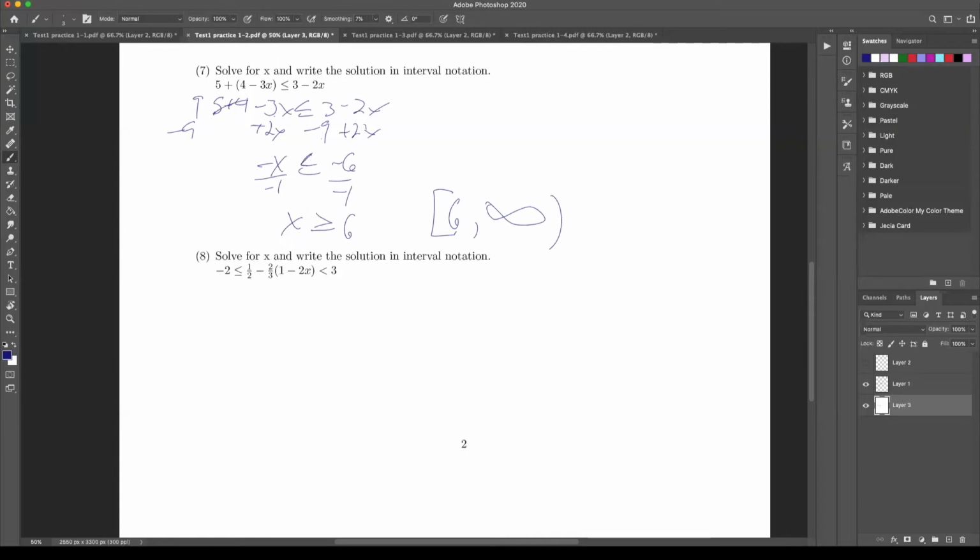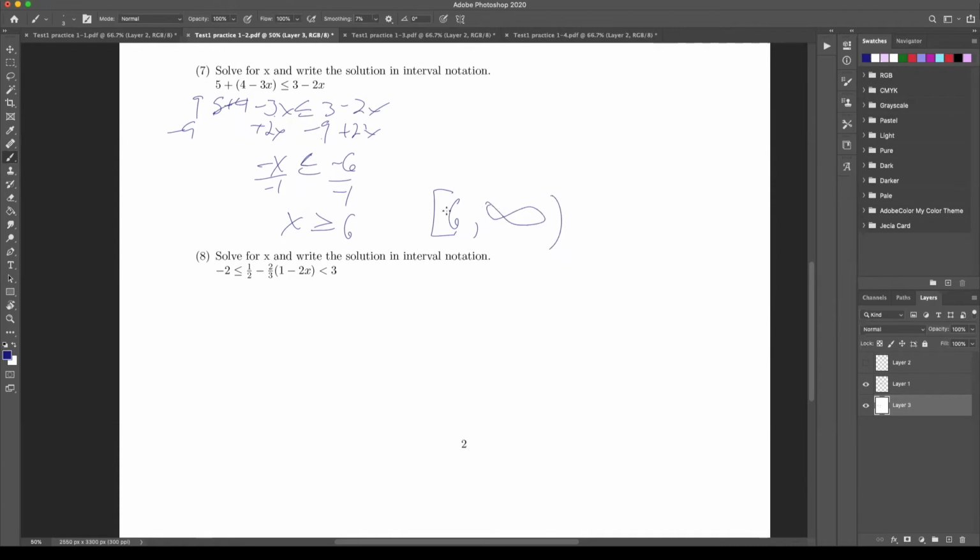And we can just test this real quick. What happens when I plug in 6 here? I'll get 9 minus, if I plug in a 6, I'll have minus 6, so that'll give me 18. So this will be minus 9 on this side, and then I'll have 3 minus 6, so I have minus 9 on this side, and so that's when they're equal to each other.